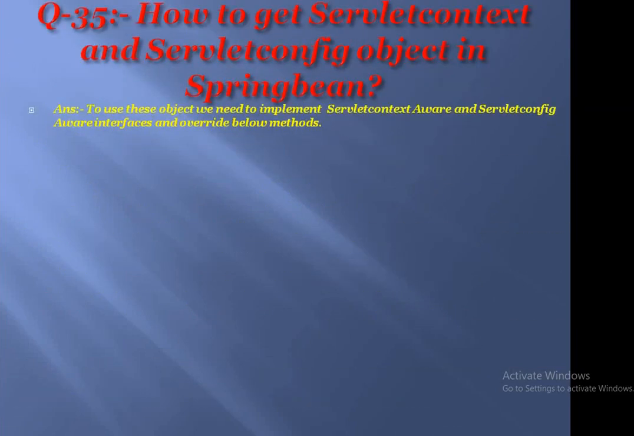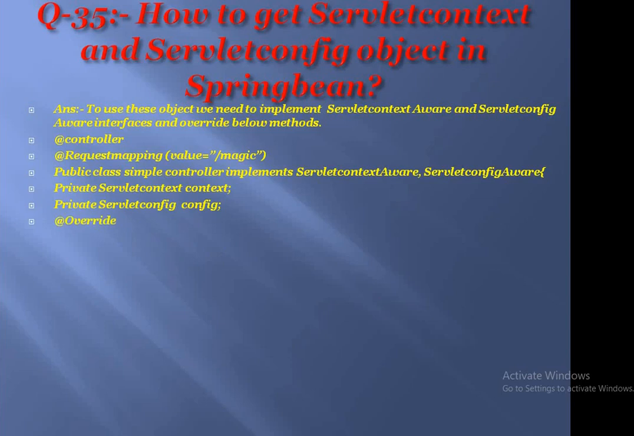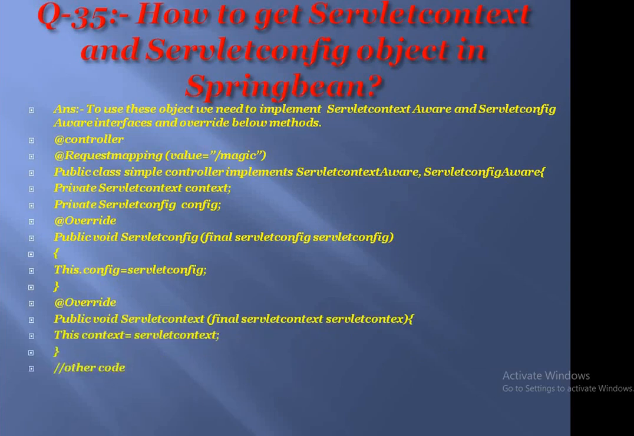How to get the ServletContext and ServletConfig objects in a Spring bean? To use these objects, we need to implement the ServletContextAware and ServletConfigAware interfaces and override the methods. We can do it like this: public class SimpleController implements ServletContextAware, and at the same time also implements ServletConfigAware. With the help of these interfaces, we can get the ServletContext and ServletConfig objects here. Just follow this code and you can get these things.